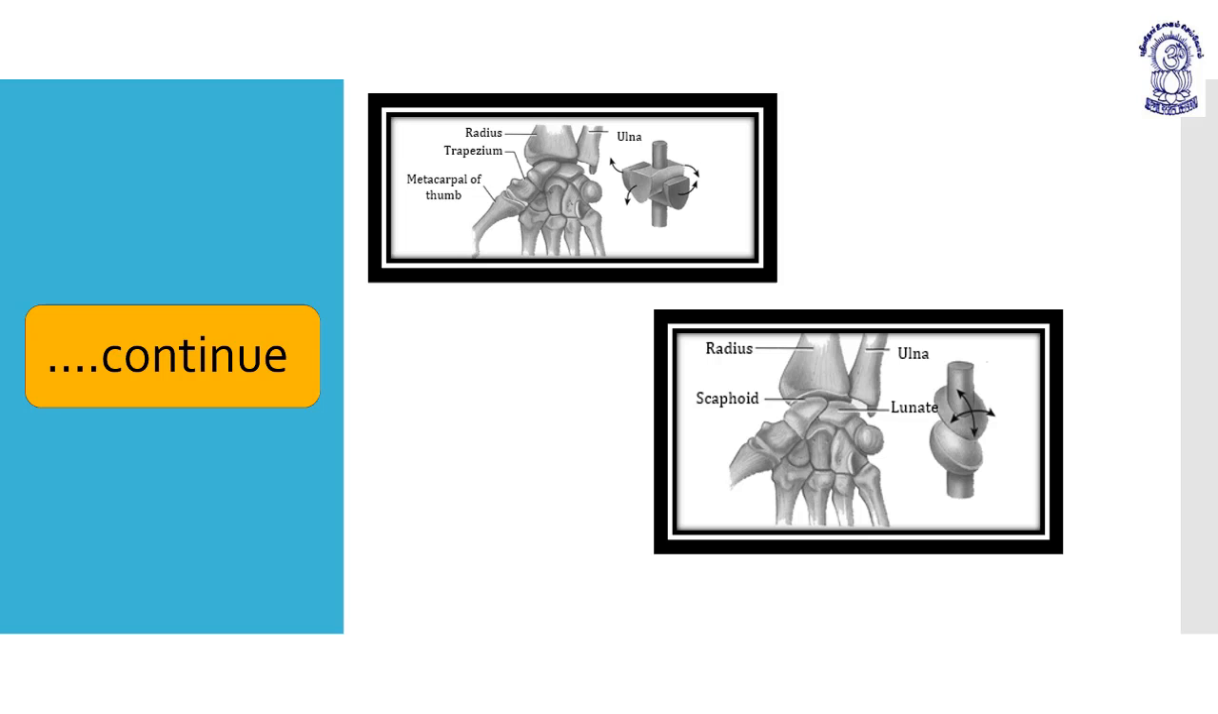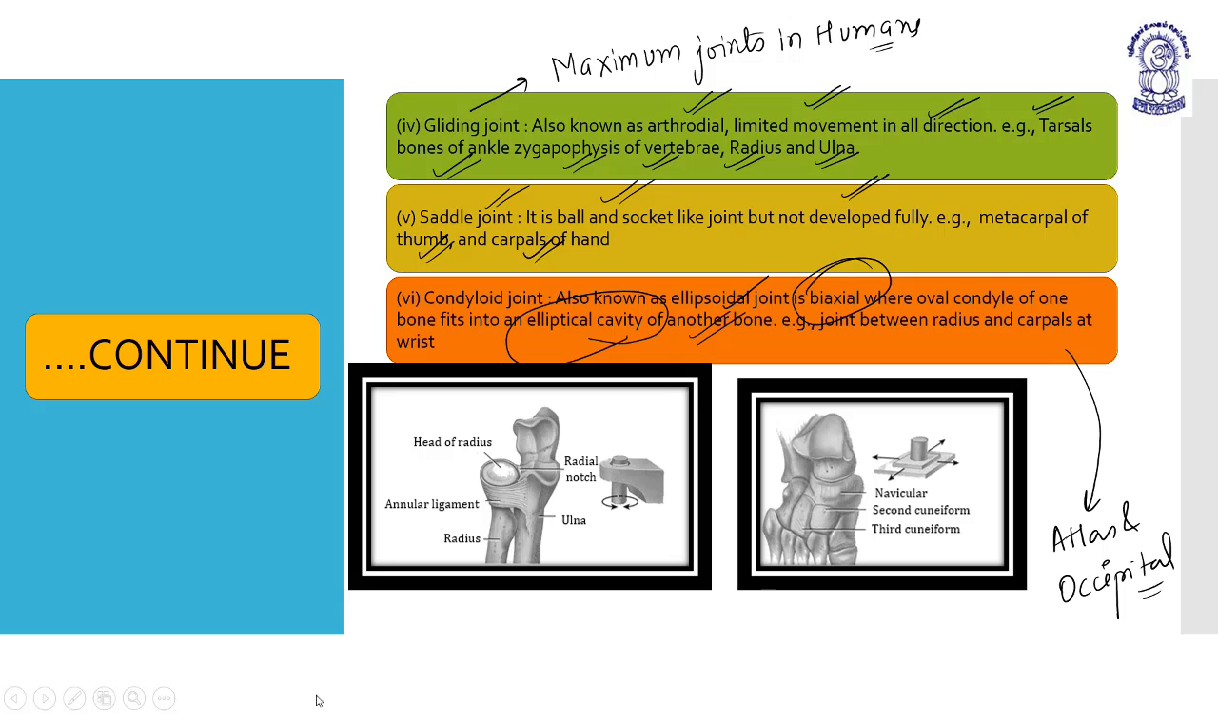So these are the pictures of different other joints. Is that clear?